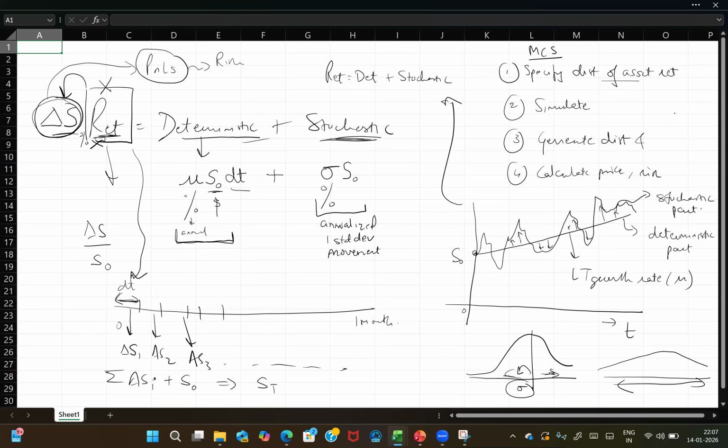Suppose 10% is the standard deviation of a stock of price 100. Annualized one standard deviation movement is what? 10. Makes sense, right? If I assume sigma is 10% and S0 is 100, what is sigma into S0? Can I say 10? Now, what is this 10? 10 is nothing but the annualized one standard deviation movement.